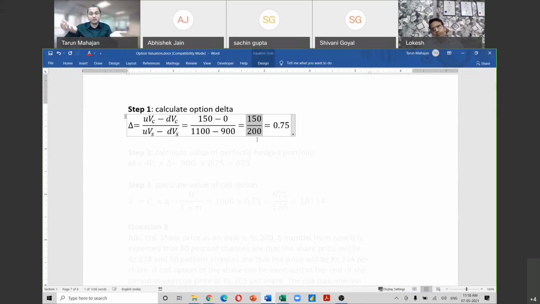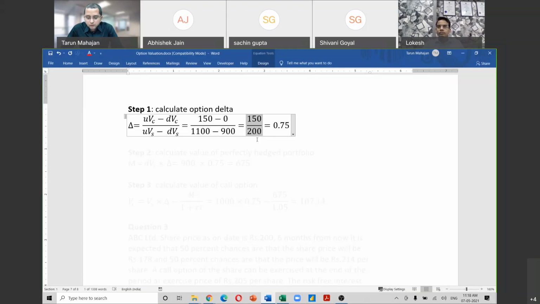To balance it, to hedge it perfectly, hedging is eliminating risk, balancing it. To hedge it perfectly, if you are keeping one option on this side, you need to put only 0.75 share on the other side. This is the hedged portfolio. In your portfolio, don't take one share and one option. Take 0.75 shares and one option, then only you'll be able to make a perfectly hedged portfolio.